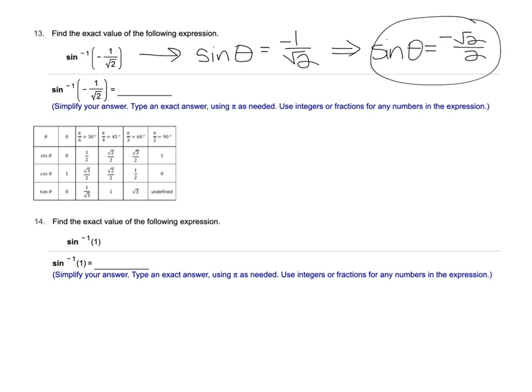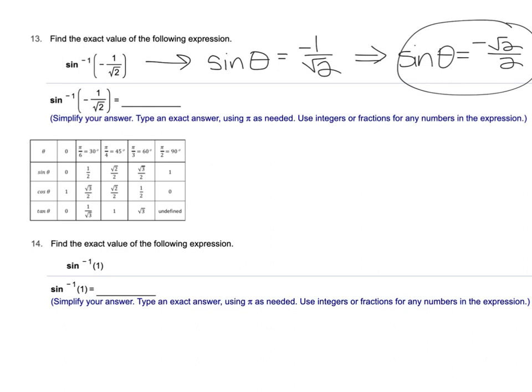So what we do is we go over here and we look up square root of 2 over 2, which would be right here. The sine of theta is square root of 2 over 2 at pi over 4, just like the last problem. Here's the difference. The sine of theta is negative square root of 2 over 2. That means that my theta can't be positive pi over 4. It's going to be negative. So my answer is negative pi over 4.